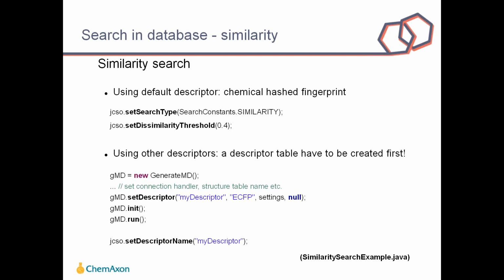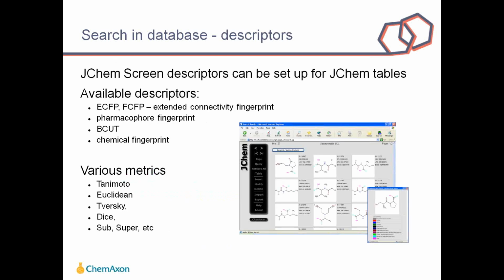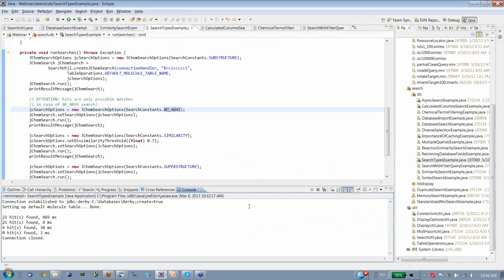What kind of descriptors can you use? Sorry, you have to set this descriptor to the JChemSearchOptions naturally. So you have to give the descriptor name to the search. What kind of descriptors do we have? We have ECFP, FCFP, which use extended connectivity fingerprint, pharmacophore fingerprint, BCUT, and the default chemical fingerprint. And you can also use various metrics to compare two descriptors. You can use the Tanimoto, Euclidean, and so on metrics.